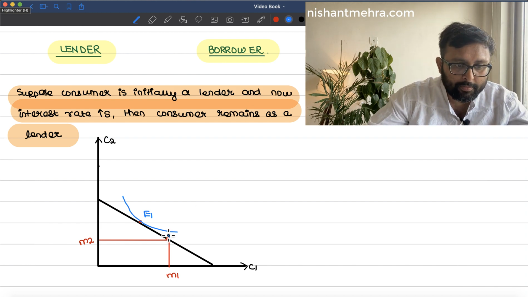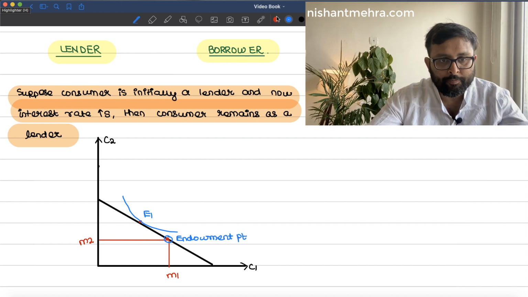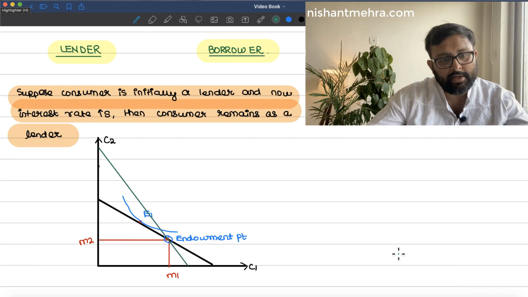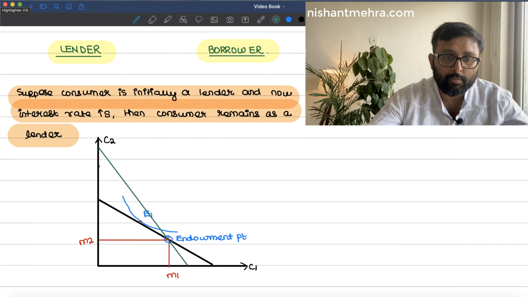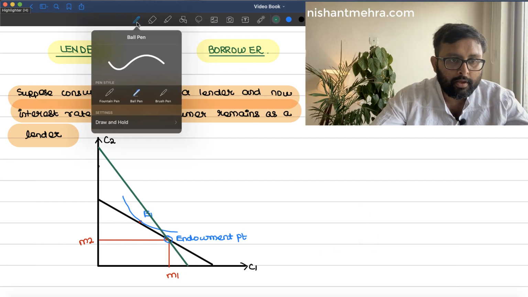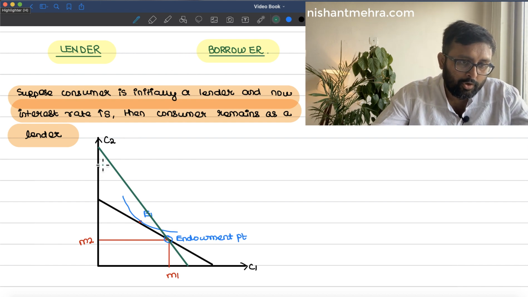So this is the endowment point, beta. This is the endowment point, and when the interest rate is going to increase, then the budget line is going to shift like this. So it is going to pass through the endowment point, and it will become a little steeper like this. So I've shown this. Okay. Now what is it that we want to show is this. Think about it. Your new steeper budget line is passing through the endowment point.